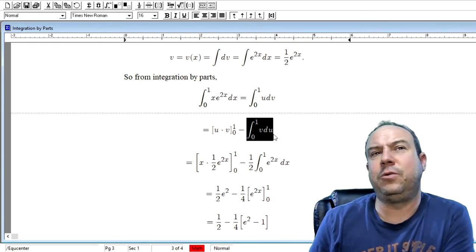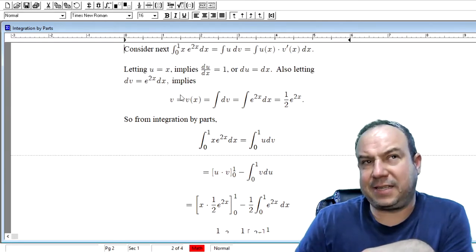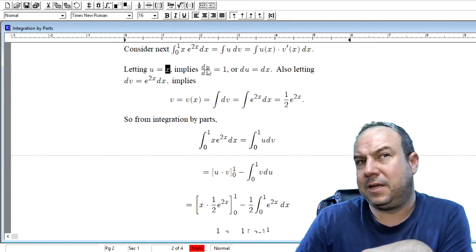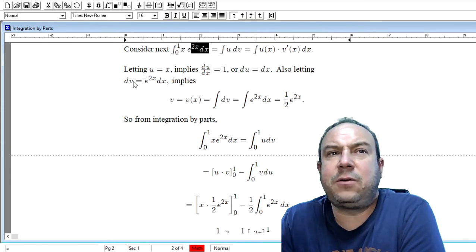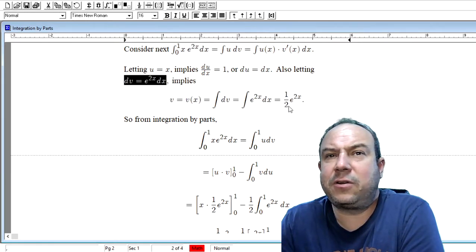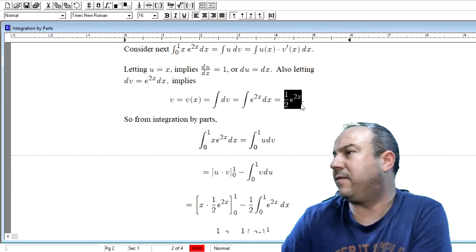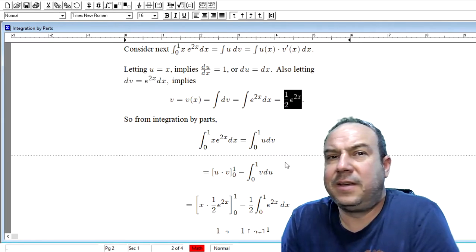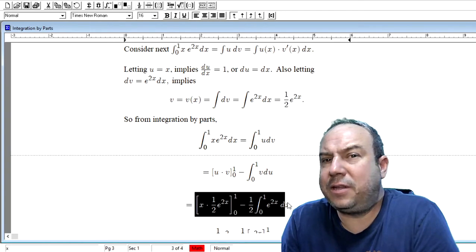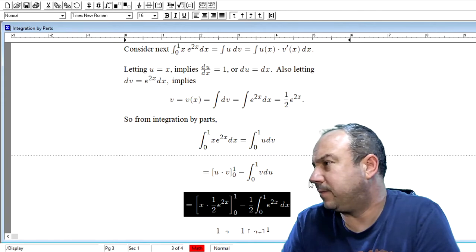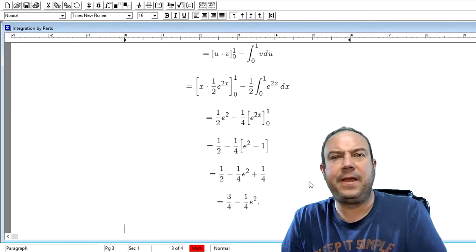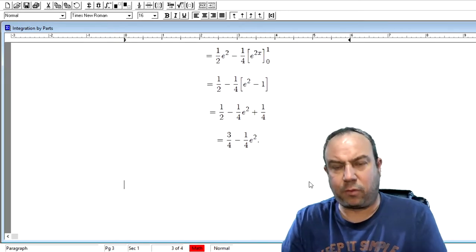In this case, u is equal to x again, which implies du/dx was 1, or du is equal to dx. And letting dv equal e to the 2x dx, we can use integration to find v, which was 1/2 e to the 2x. And all of that set up into the rule known as integration by parts. All right, I got one more example for you.